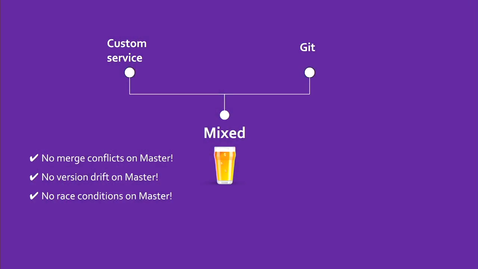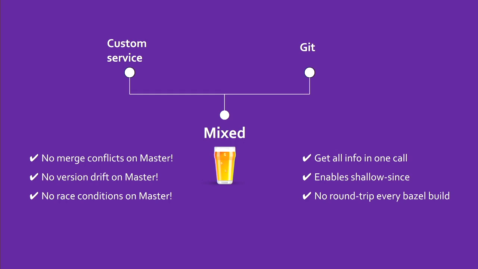Okay, so what are the pros of this? So we don't get merge conflicts. We don't get version drift. And we don't get race conditions. Really big pains. Additionally, we get all info in one call. So just on a small scale, like five repositories that we played around with, given now it's on a developer machine and not on CI, so networking does change. But we got it down from 10 seconds to 1 second. So 10 seconds with the ls-remote, 1 second with the server.